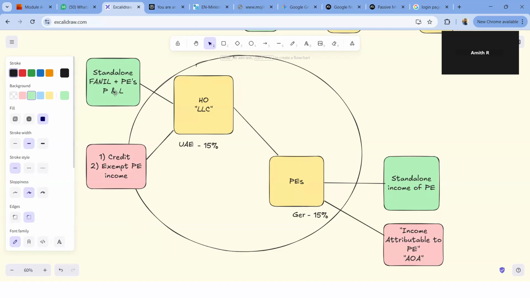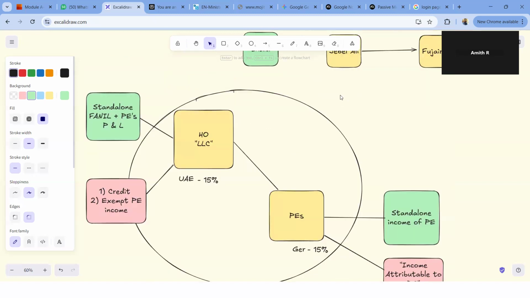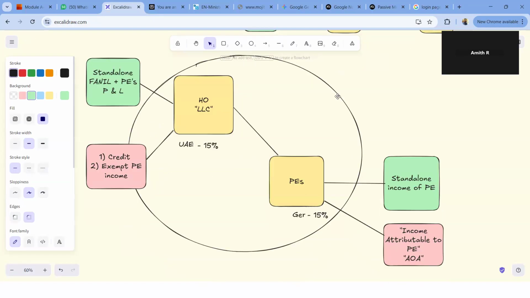If it is a loss, then there is a loss pushdown mechanism. Here, the loss will not be allowed to carry forward. This will be made zero, but the expense could be recorded here. Fantastic. So that is PE.